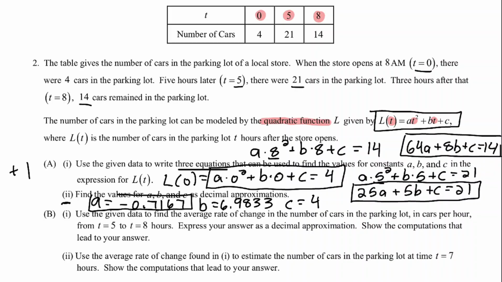So if you're able to find A, B, and C, you do have to find all 3 and get the right decimals for all 3. You will get a point. Again, that's pretty easy if you know how to use your calculator.